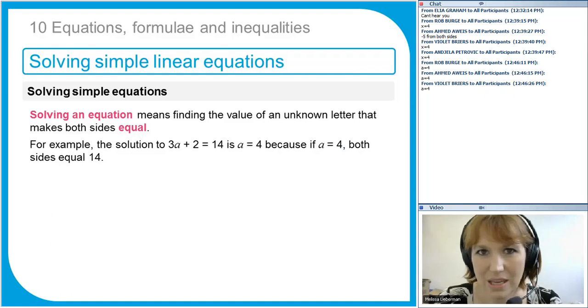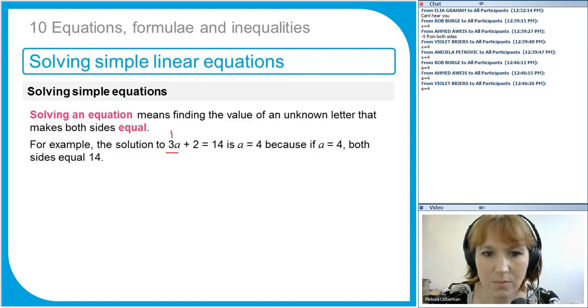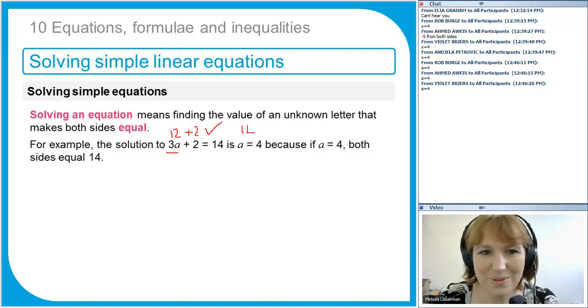And then always check that it makes sense, check that it does make that expression true, put the 4 back into the original equation. So make sure that 3, remember this means 3a means 3 times a. So 3 times 4 is 12, plus 2 is 14. So yes, that does work. And then that side is 14, obviously, because it's just 14. So both sides are equal to 14.